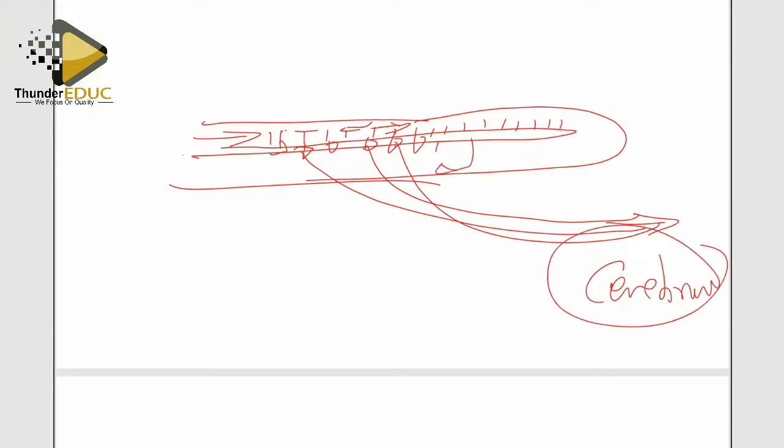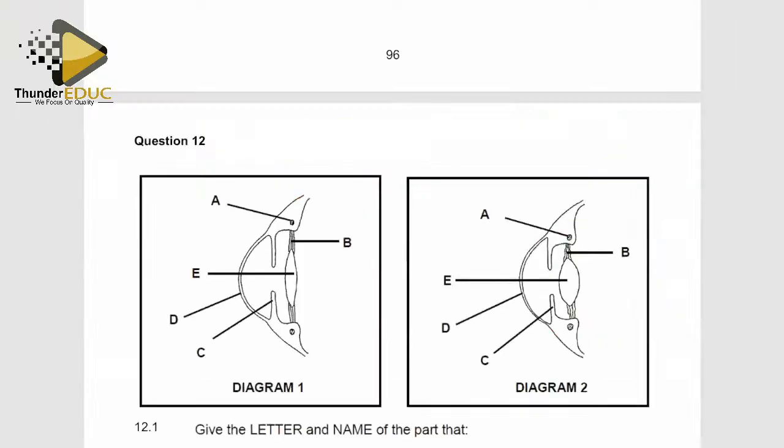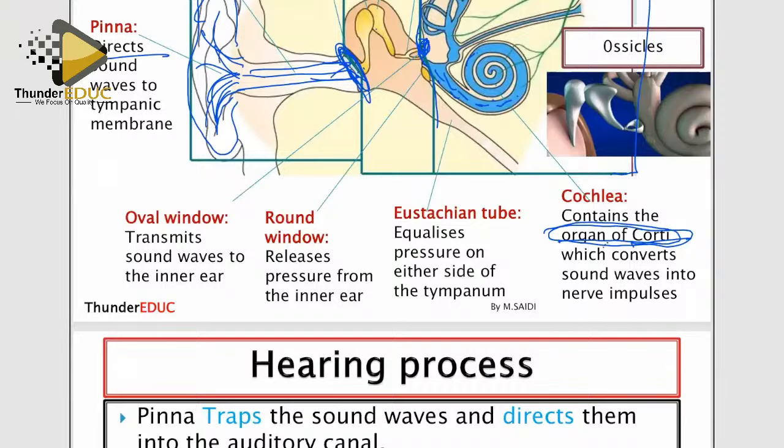And then the excess pressure will go back. You understand? And that excess pressure will be absorbed by the round window. That's why you say that it equalizes the pressure from the inner ear. When you absorb the excess pressure, it means that now you are releasing this pressure, which is from that side. So you can say it releases the pressure from the inner ear or absorbs the excess pressure from the inner ear.